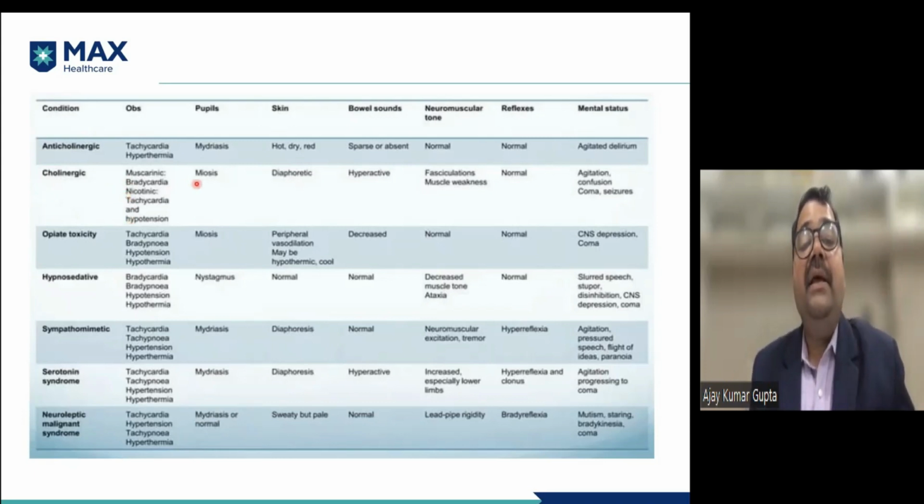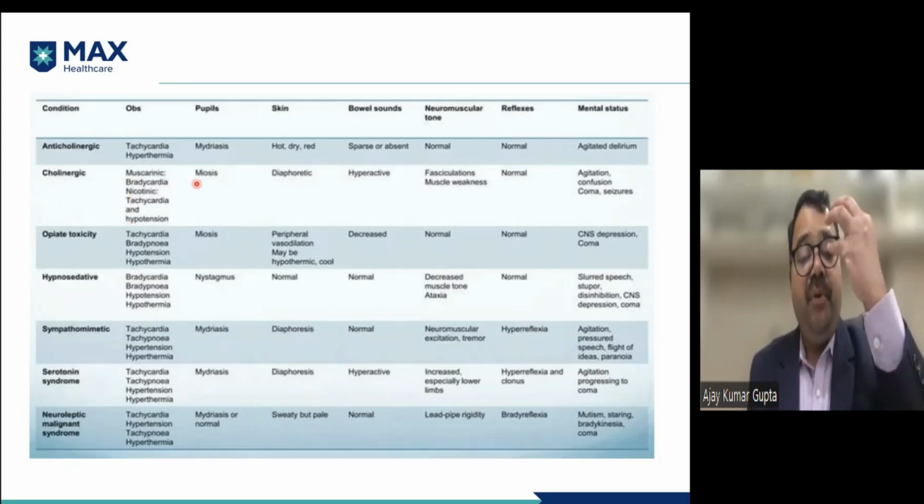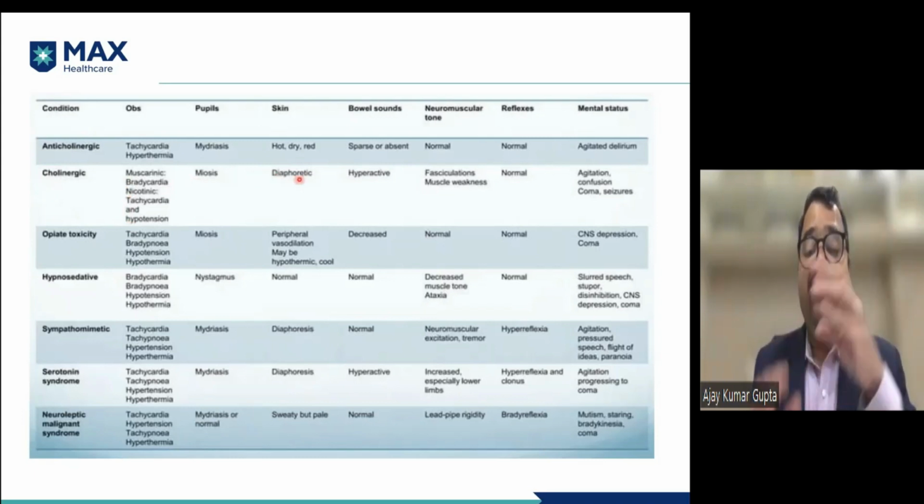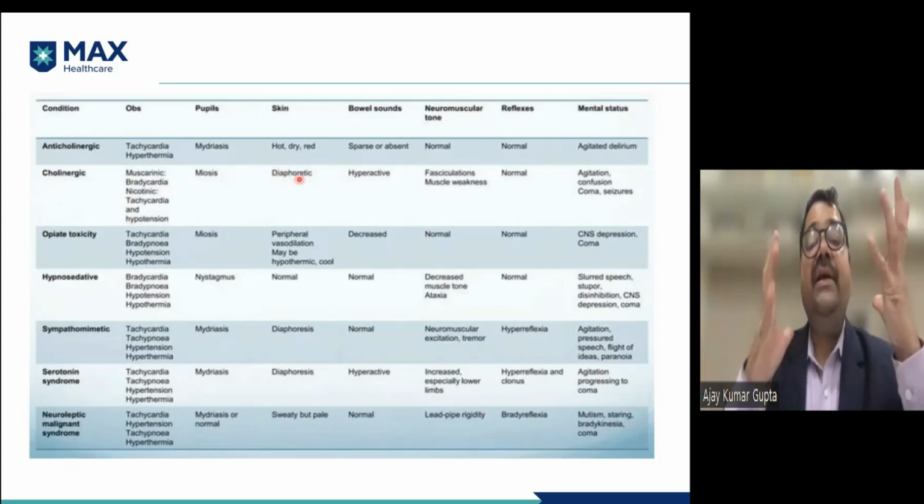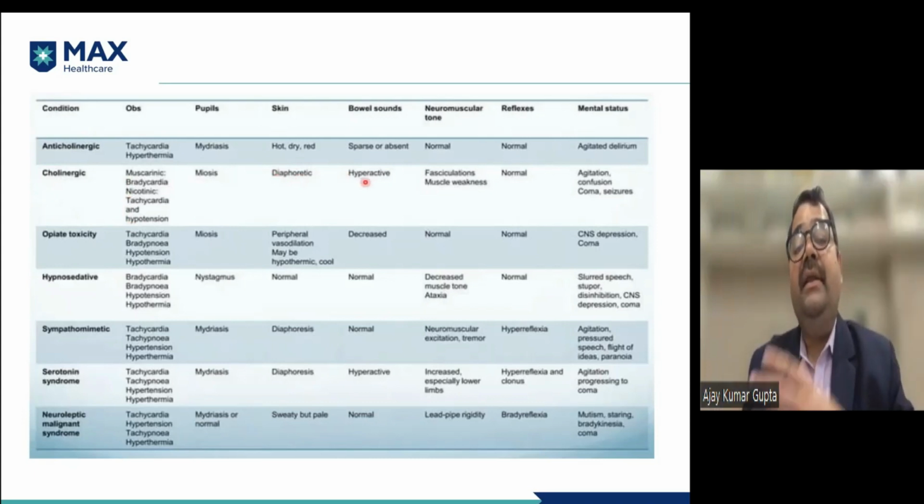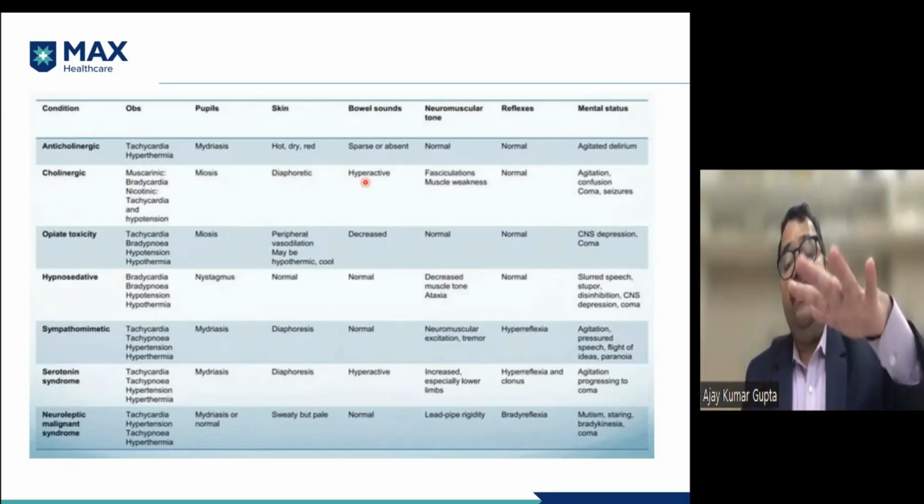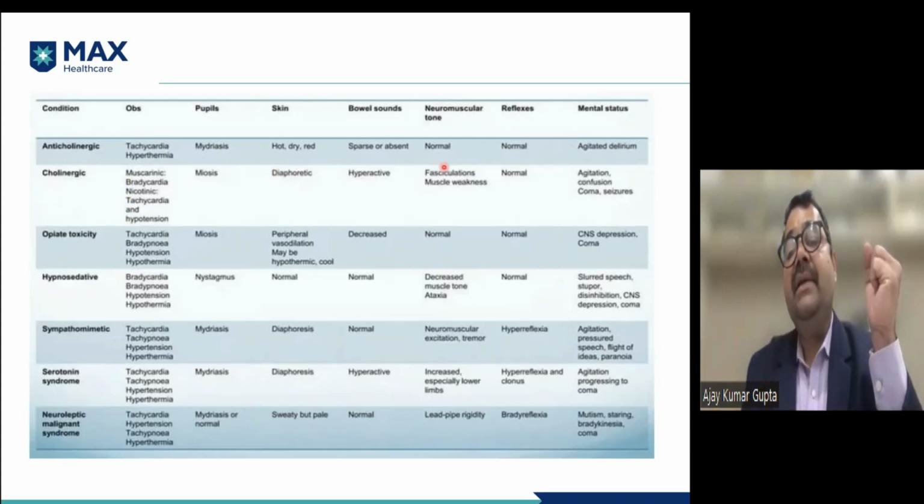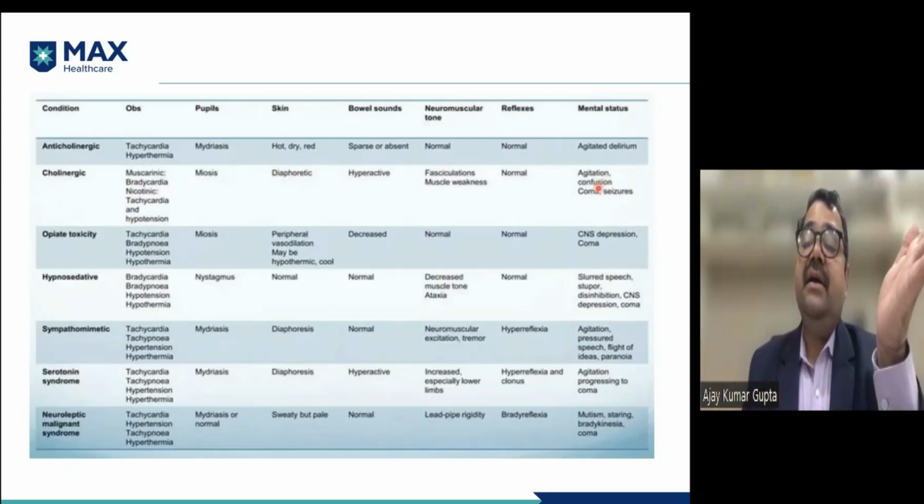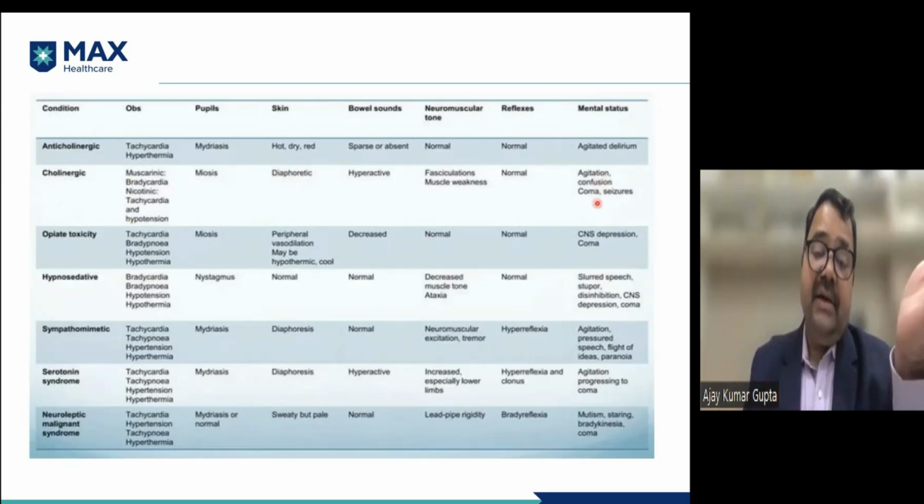and hypothermia. The patient will have miosis, or the pupils will be constricted. The patient will be sweating, or there will be diaphoresis. Then the bowel sounds will be hyperactive. There will be fasciculations and muscle weakness. The reflexes, though, will be normal, and the mental status agitated, confused, and the patient may present in coma or seizures also.